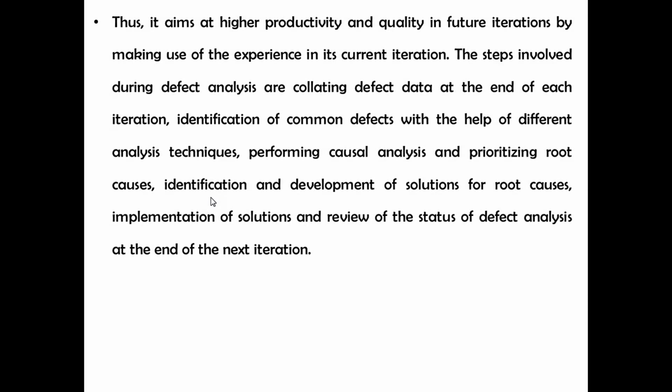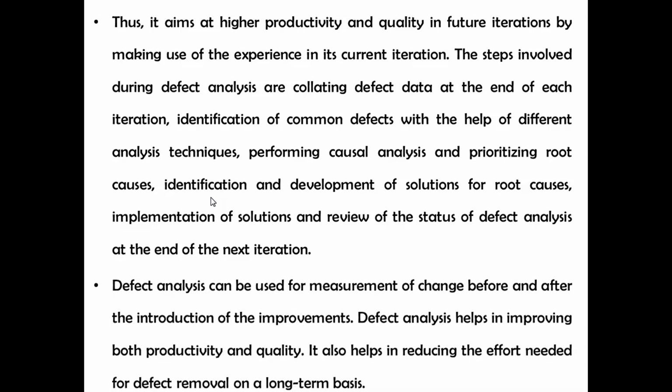So the steps involved during the defect analysis are: collecting defect data at the end of each iteration, identification of common defects with the help of different analysis techniques, performing causal analysis and prioritizing the root causes, identification and development of solutions for the root causes, and implementation of the solution and review of the status of defect analysis at the end of the next iteration.